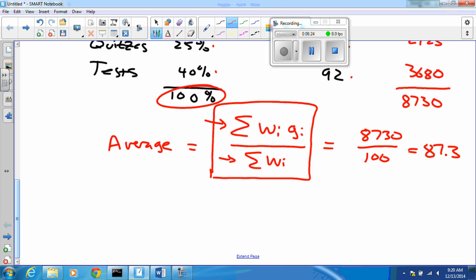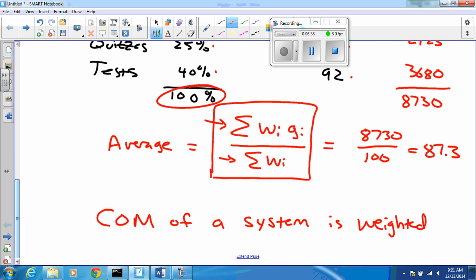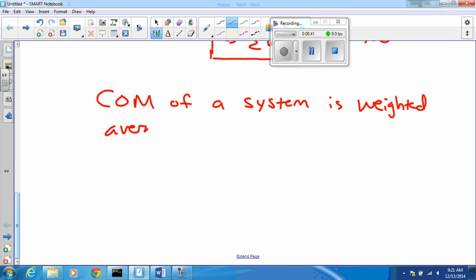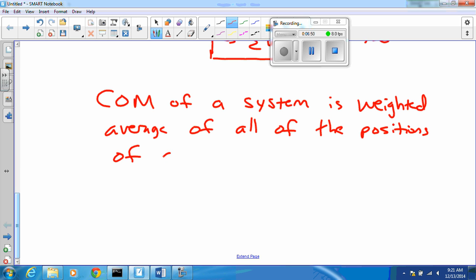And this is very general in statistics. And it's going to be the formula that we use for our center of mass. Here it is. The center of mass of a system is the weighted average of all of the positions of the objects with mass as the weight.